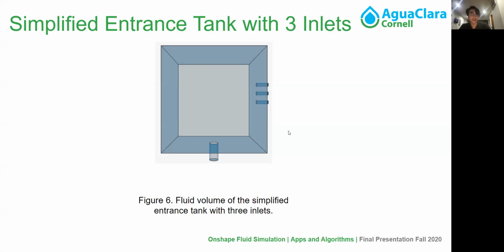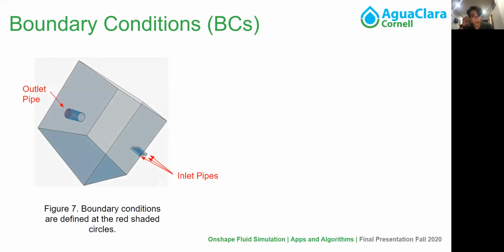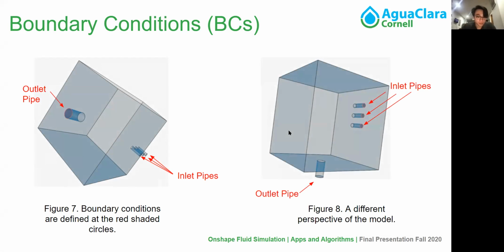So we have decided to simplify the entrance tank and just treat it as a flow from the 3 inlet pipes into the covered tank through the 1 outlet pipe. The inlet pipe represents the jet stream flow, and the outlet pipe represents the outlet flow through the LFOM. Here are 2 perspectives of the model. The red shaded circle represents the part where we define the boundary conditions of the model. Some boundary conditions include the velocity condition and the pressure condition.